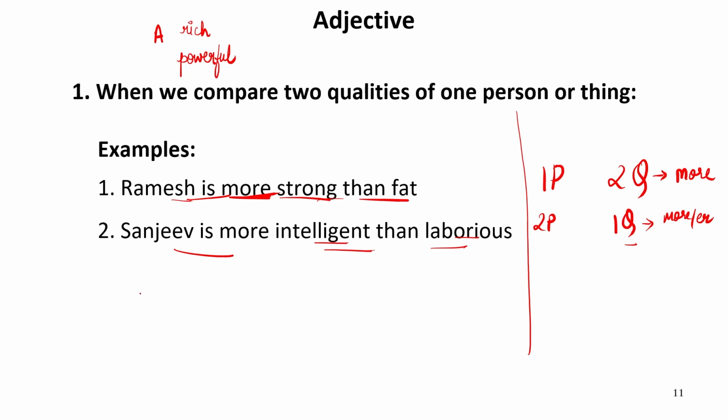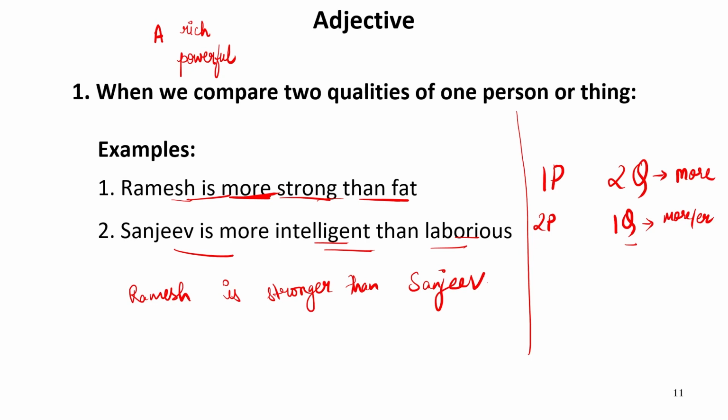One more thing is there. If I say Ramesh is stronger than Sanjeev, now there are two persons, Sanjeev and Ramesh. And I'm saying that Ramesh is stronger than Sanjeev. So there are two persons being compared on the basis of one quality. In this case, we can use er or more according to the rules of syllable. So this is how we use comparative degree of adjective.